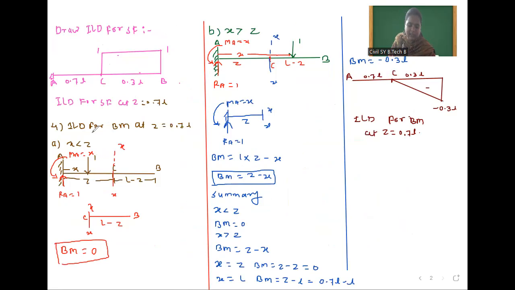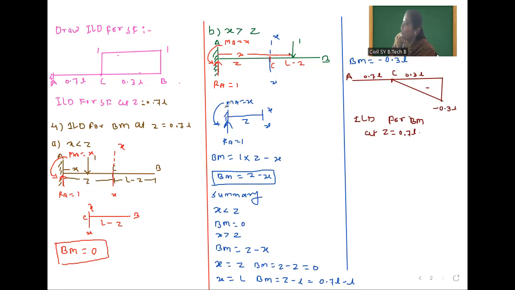Now next, last point is remaining, that is ILD for bending moment. So here you have to apply Z which is equal to 0.7. Here again two conditions are there, x is less than Z and x is greater than Z. So here you have to take section at Z point, and wherever less number of loads or movements, we will consider this span. So in between C to B there is no load or no movement, so bending moment which is equal to 0. For second condition, we have taken section, left side section.